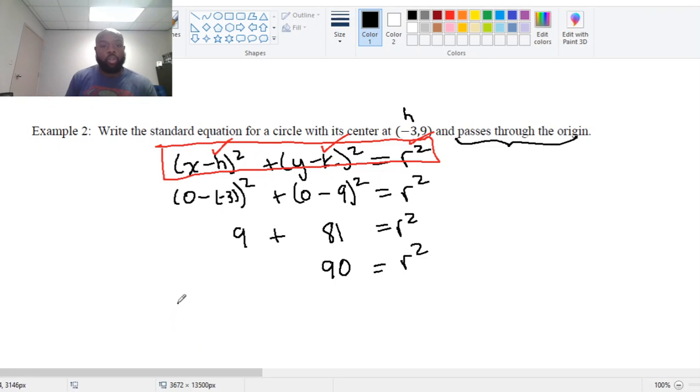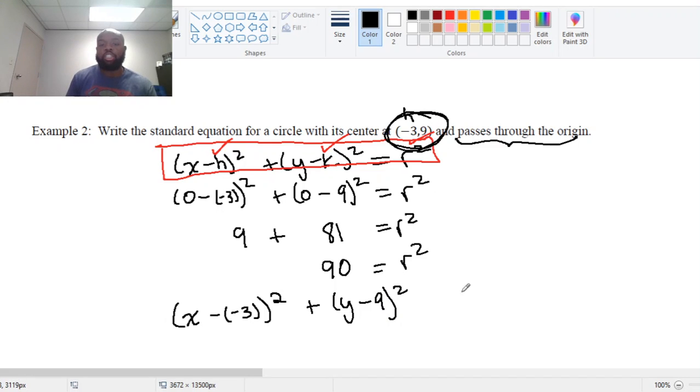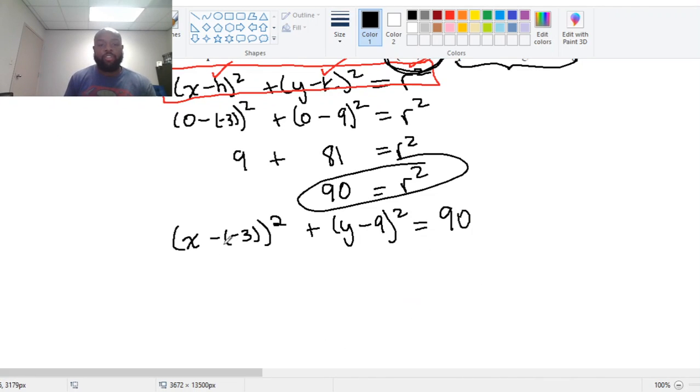So my equation of my circle is going to be x minus a negative 3 quantity squared plus y minus 9 quantity squared, this is coming from my center, equals r squared, which we just found was 90. All right. Now, I don't like this minus a negative 3, so that would be an x plus 3 squared plus y minus 9 squared equals 90.